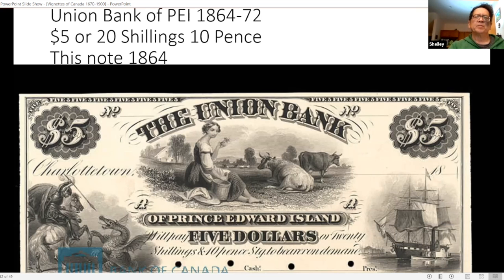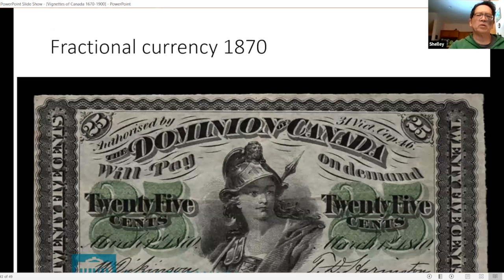Canada also went through a period of fractional currency. Starting in 1870, we had the Dominion of Canada. These are called shin plasters, and it's largely because people used to put them on the shins of their legs to keep warm.